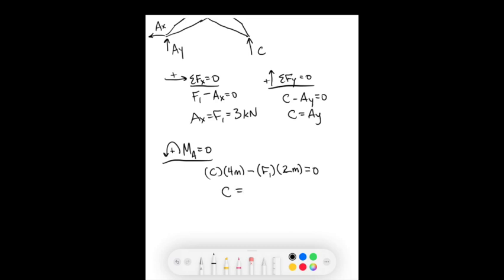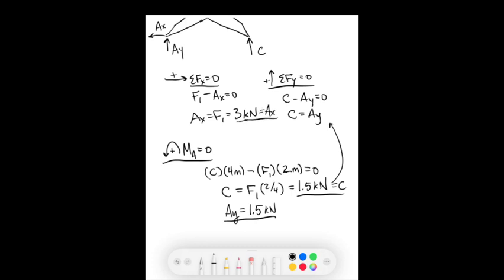When we solve, we find that C is equal to 1.5 kilonewtons. And we can go back to this equation up here to find that AY is also equal to 1.5 kilonewtons. So this isn't what we were looking for, but we will need to use this information as we go on to solve for the members that we're interested in.